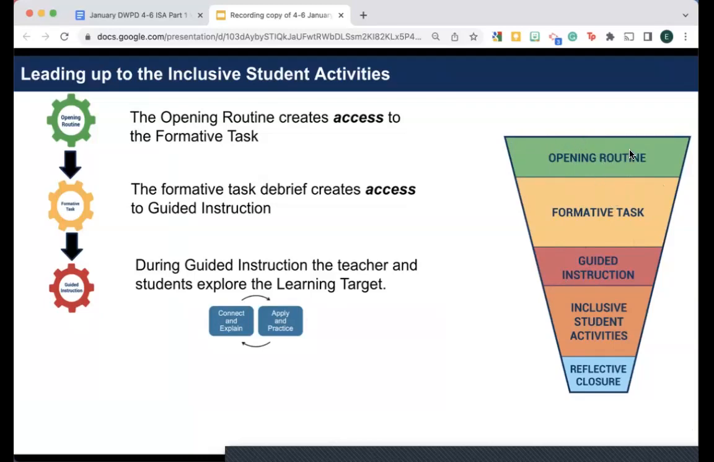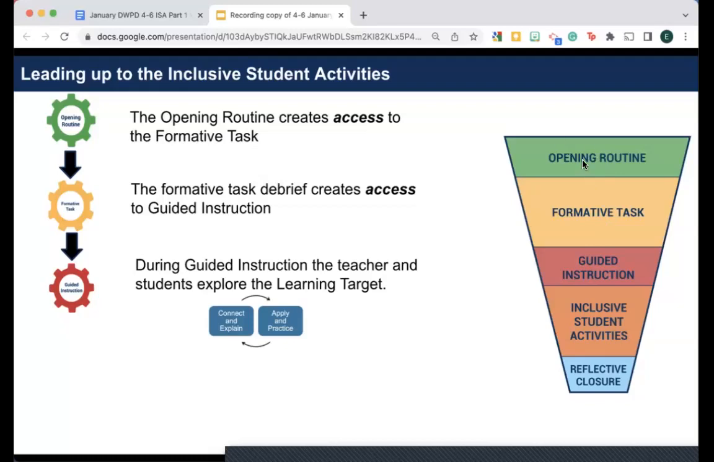Whatever you do in your opening routine, the point is to create access to the formative task. So by showing students two different fraction models and asking them what's the same and different, I'm hoping that they'll remind themselves about what fraction models look like. They might use some fraction vocabulary to talk about it. They might think, oh, wait a second, those two are equivalent. I remember that from last year.